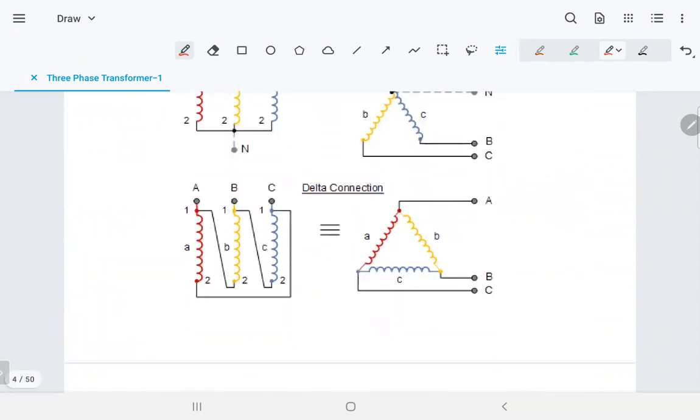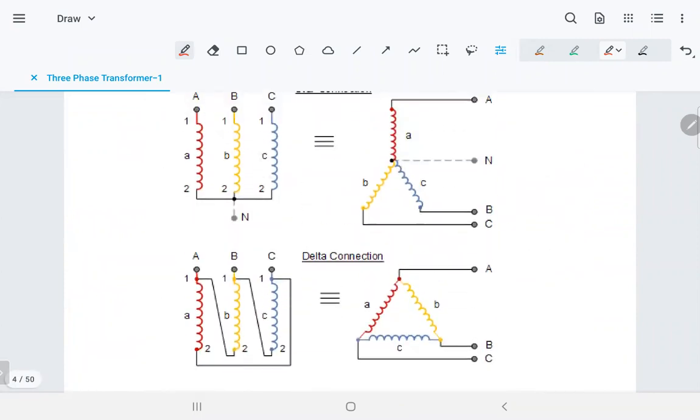That's the delta. That's the star. That's what I did: I connect the old ends. If you have 1, 2, 1, 2, 1, 2, where 1 is the dot and 2 is undotted, you connect all the undotted ends to one point. That's the neutral.